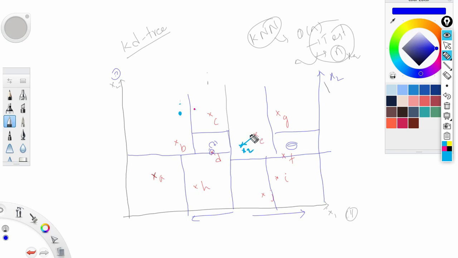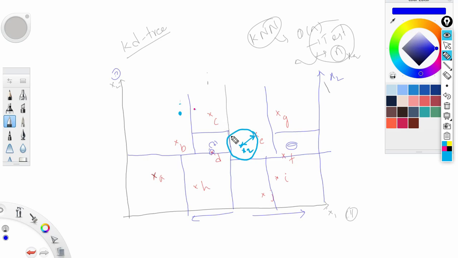It will find the distance. With the distance it will make a circle like this, a hypersphere. If it is 2-dimensional, we will call it a sphere. If it is more dimensional, we will call it a hypersphere.